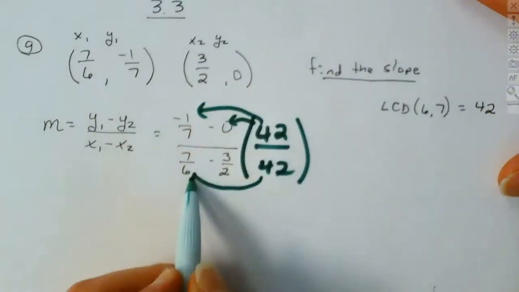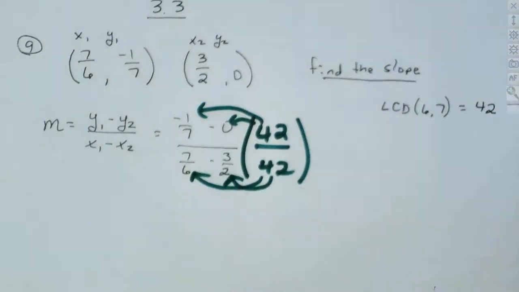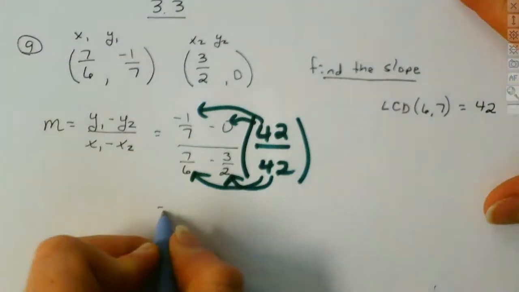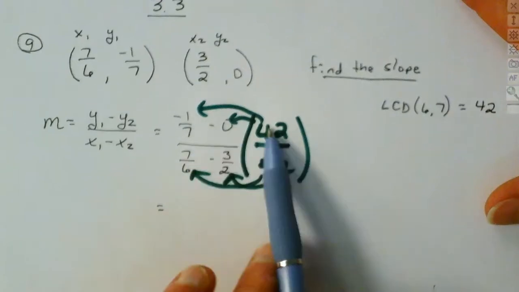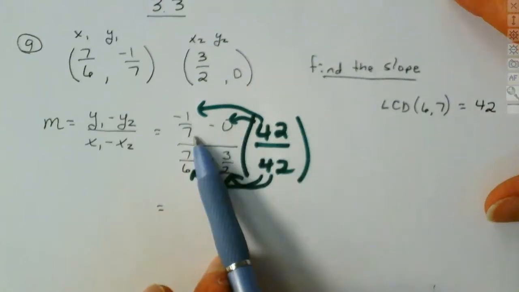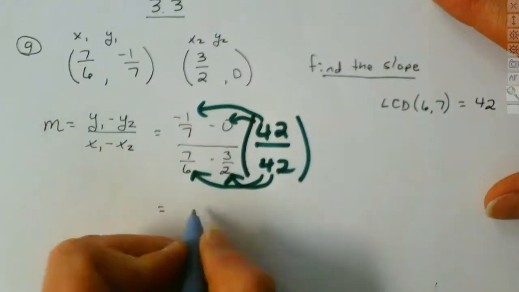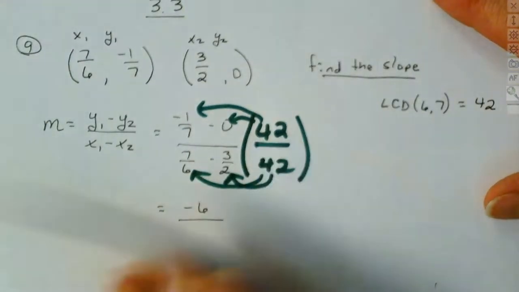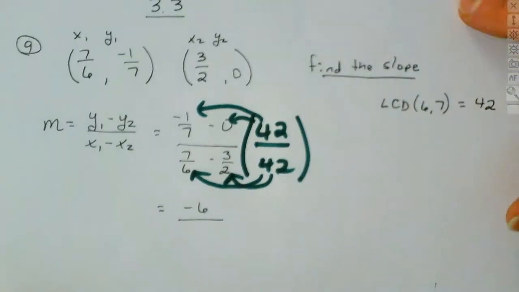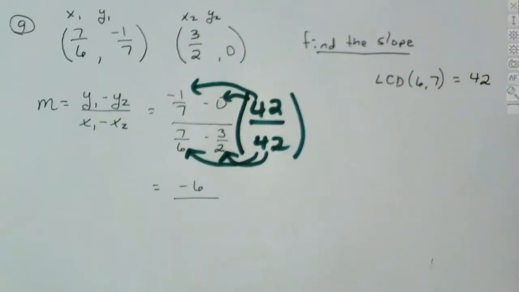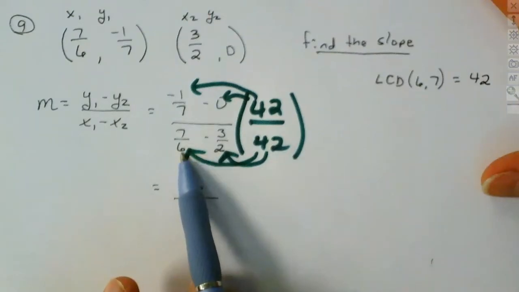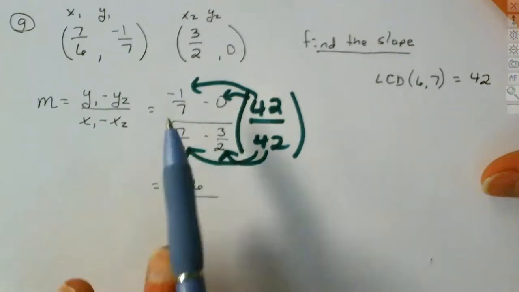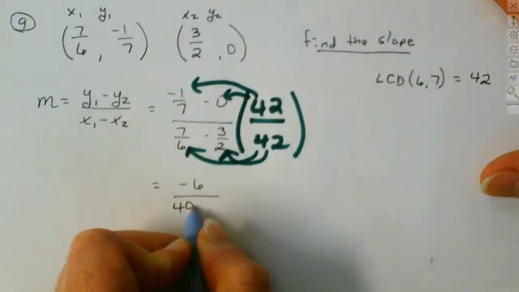Let's just go ahead and do that. Whatever we do to one part, we have to do to the other. And if every single part is multiplied by 42, it doesn't change it. So let's see what we've got here. 42 divided by 7, that's a 6, times a -1 makes it a -6. 0 is still 0, and we don't even have to worry about it because it's gone. What about down below? Well, 42 divided by 6, that's a 7, times 7 makes it a 49.